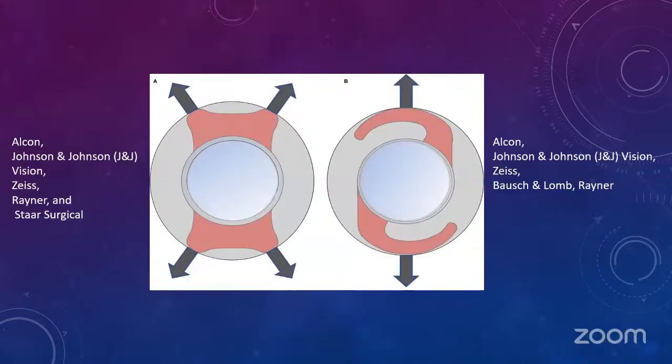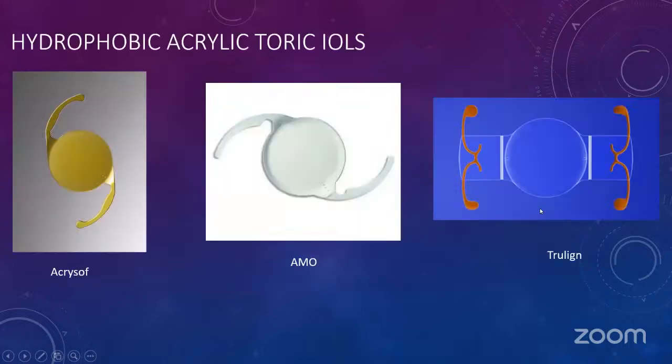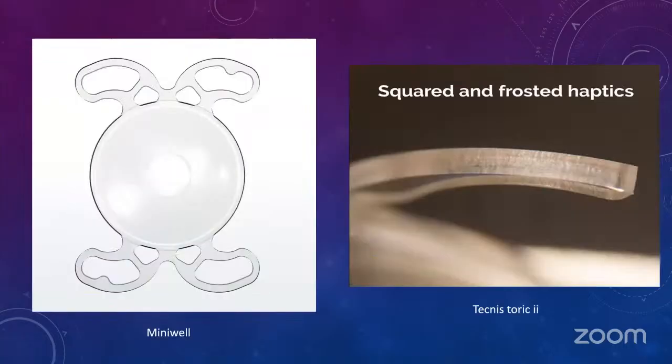In this image, we can see that picture A is a plate haptic. The various brands which manufacture plate haptic IOLs are Alcon, Johnson & Johnson, Zeiss, Rayner, and Staar Surgical. Whereas C-loop haptics, again, Alcon, Johnson & Johnson, Zeiss, Bausch & Lomb, and Rayner. These are the hydrophobic acrylic toric IOLs. The first one is the AcrySof, C-loop haptic, AMO, and the Tecnis. The Staar Toric IOL is basically a silicone IOL.